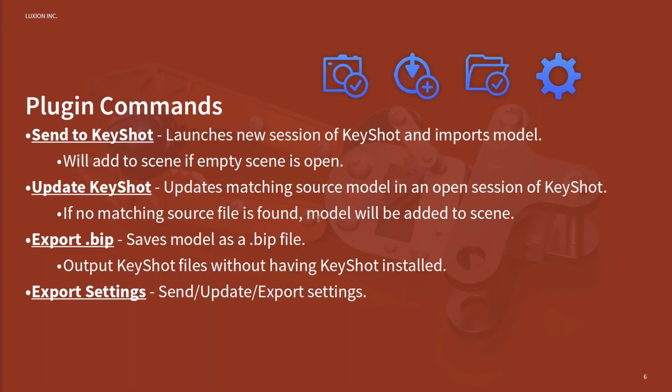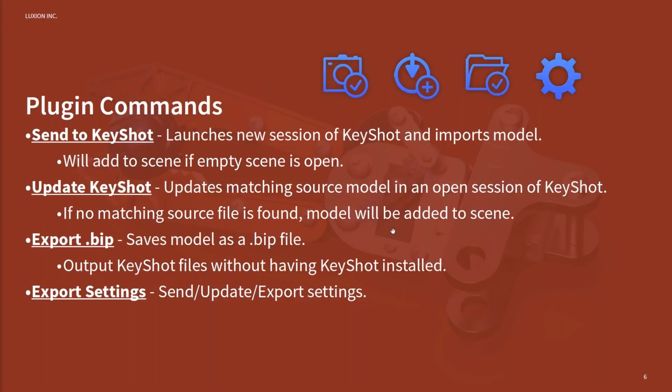So if you do have an existing scene with multiple models or things you've already set up, then you'll want to use the Update KeyShot button, that second one, to actually add that to the scene. The first button is for a new session starting from scratch with your SOLIDWORKS model.